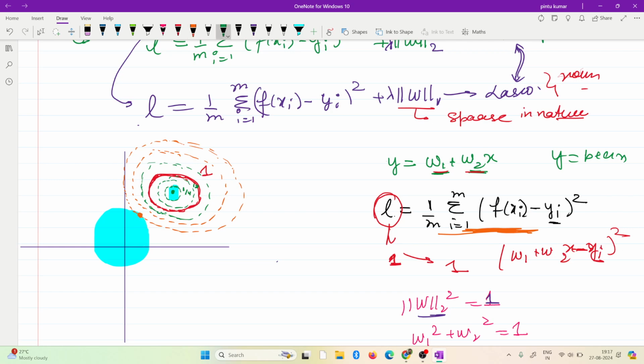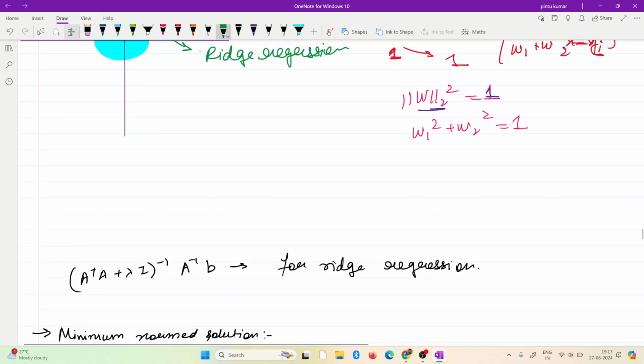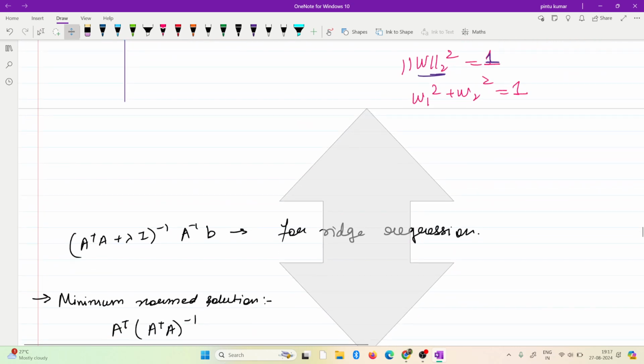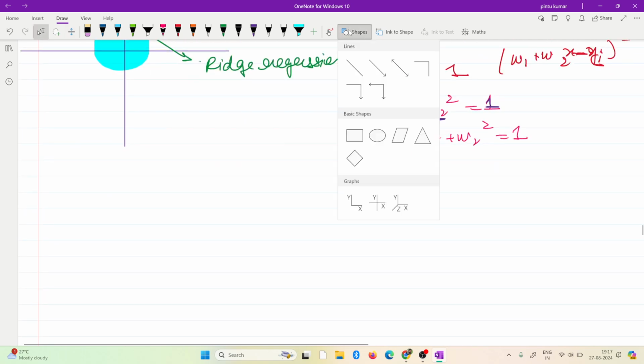So this is the value that your regularized least squares regression will give you. So this is clear that your regression will give you this point if you want to minimize your regression loss. Now let's look at lasso regression. I hope I'm making sense.